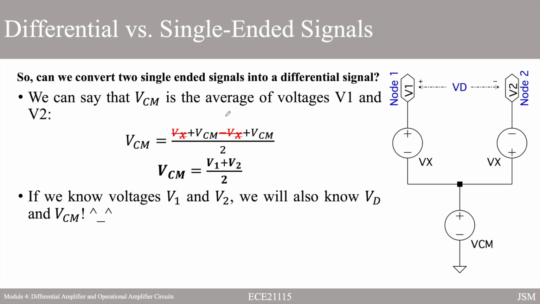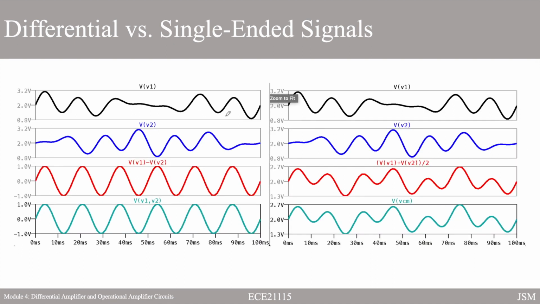So, bottom line is kapag alam natin yung voltages at nodes 1 and 2, malalaman din natin kung ano yung differential voltage and the common mode voltage. So, for example na lang po ito. So, meron tayong voltage at node 1 or sa VV1 and voltage at node 2 or VV2. So, to get the differential voltage, we'll just subtract VV2 from VV1 or VV1 minus VV2.